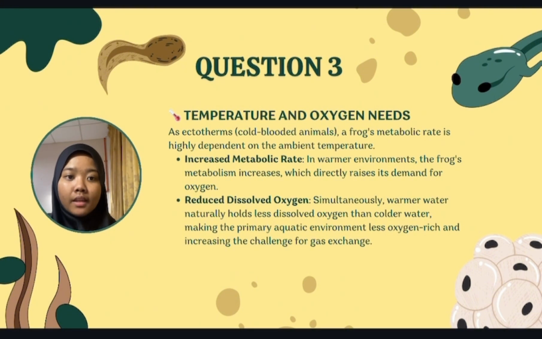Question 3A. Temperature and oxygen needs. Temperature and water availability significantly impact amphibian respiration, which is further limited by the animal's size and threatened by environmental changes. As ectotherms, or cold-blooded animals, a frog's metabolic rate increases with temperature, creating a need for more oxygen in warmer environments. This is compounded by the physical constraint that warmer water holds less dissolved oxygen than colder water, which simultaneously makes the environment more challenging for aquatic gas exchange.